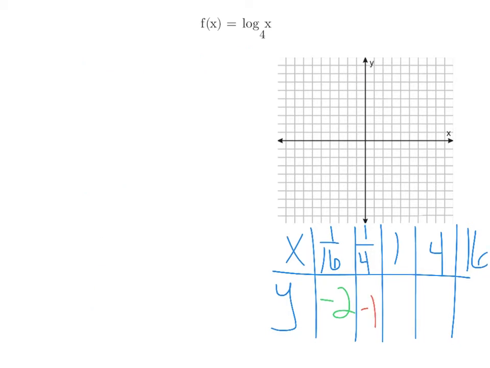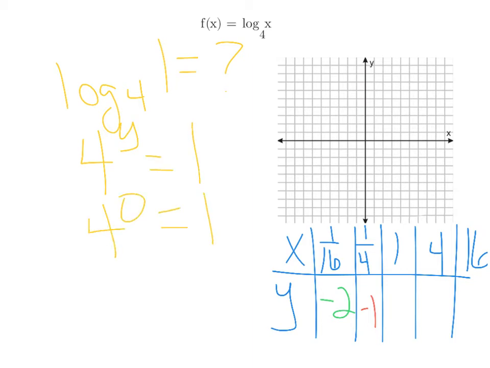Next, I would input 1 as the argument of my logarithm. So I would be evaluating log base 4 of 1 equals an unknown number. Well, that would mean that 4 to an unknown power is equal to 1. Well, anything to the 0 power is equal to 1, therefore my output value is 0.